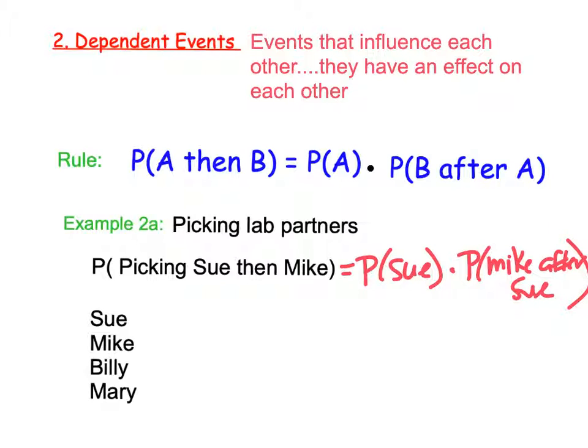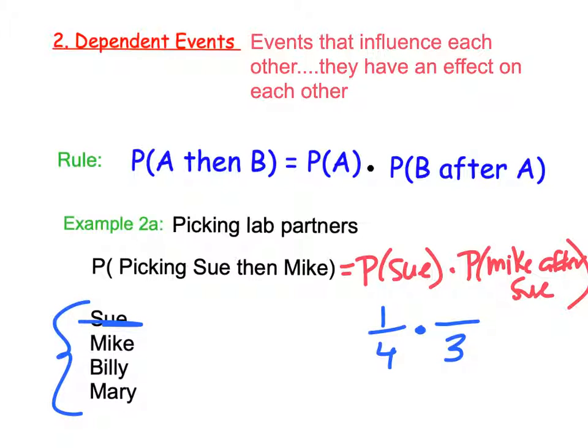So let's start with the probability of picking Sue. There's 4 partner options here. And if you pick Sue, that probability is 1 out of 4 options. But now that Sue is picked, she's taken out of the possible outcomes. So our possible outcomes is now down to 3 for the second event.